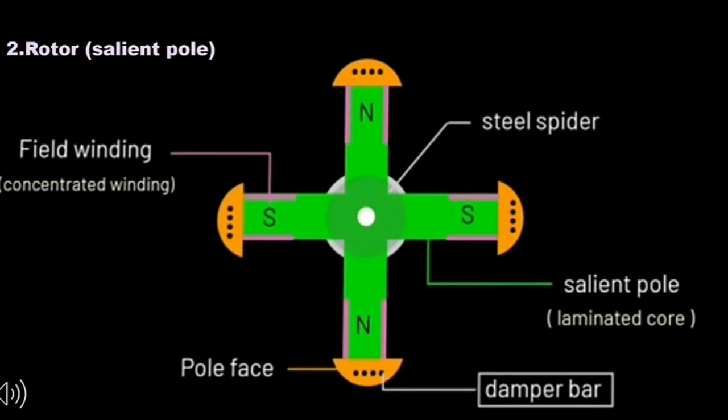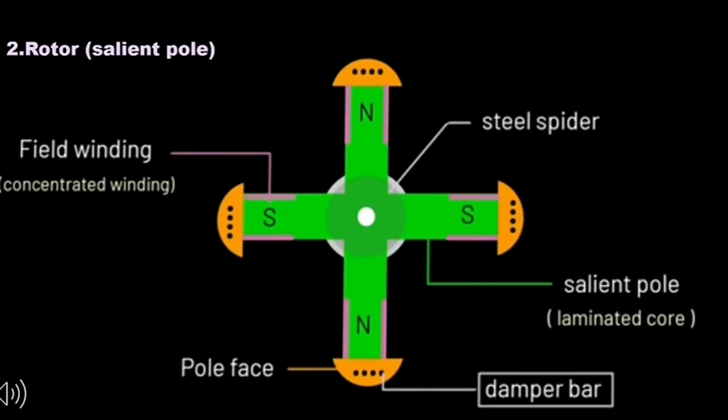The second main part is rotor. There are two types of rotors used in alternator, that is salient pole rotor and cylindrical rotor. Salient pole rotor consists of salient poles, meaning poles which remain projected outward. It has non-uniform gap. Steel spider is used to attach the projected poles together.